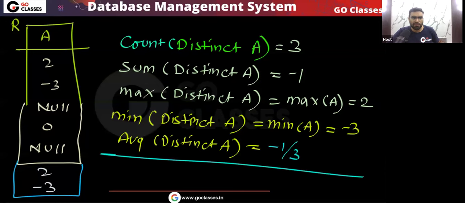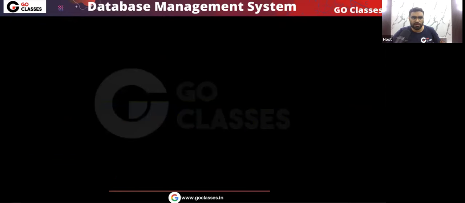Now, you tell me what will be count star. What will be count star? This will always count the number of tuples in the table. So for this, the answer will always be 7. Is this clear? Very simple point.